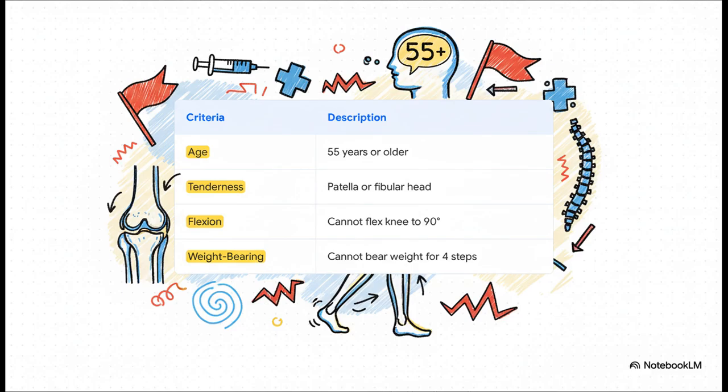You don't just x-ray every single knee. You use these rules to decide. If your patient checks any of these boxes, they're over 55, have specific tenderness, can't flex to 90, or can't bear weight, then yeah, you get the x-ray. If they don't meet any of them, you can be confident holding off on the imaging.